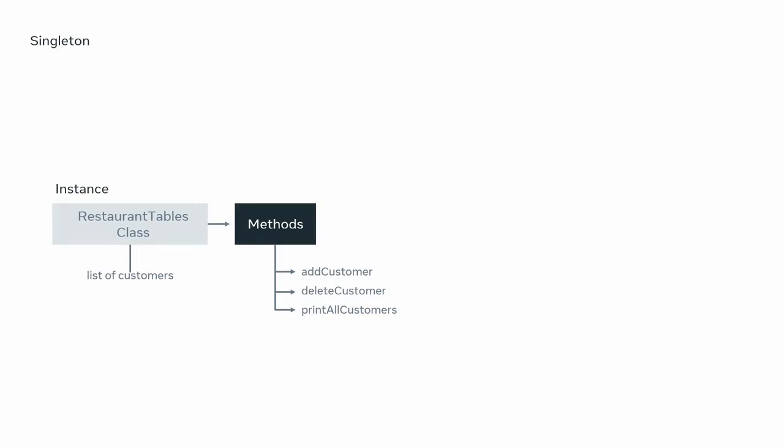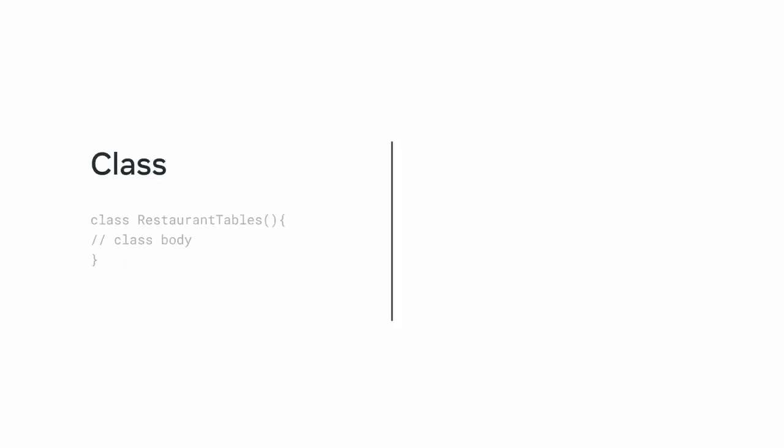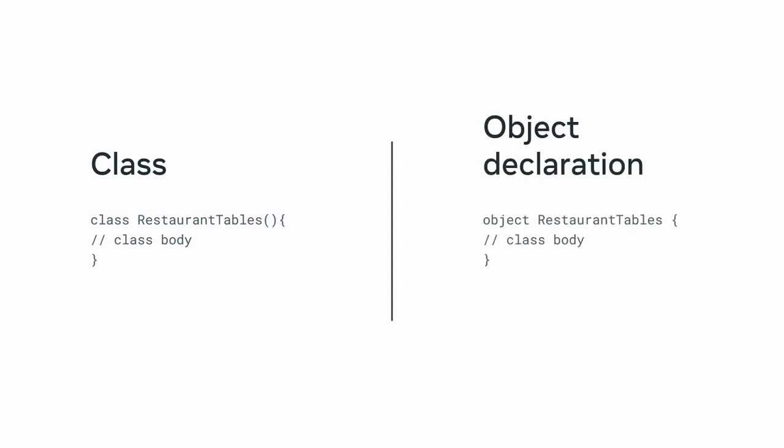That can be done by making some modifications to the RestaurantTable class. Instead of using the class keyword, use the object keyword and remove the parentheses. The object, or the singleton in this instance, cannot be instantiated. Multiple objects of the singleton cannot be instantiated. With an object specifically, we access the functions directly without having an instance.